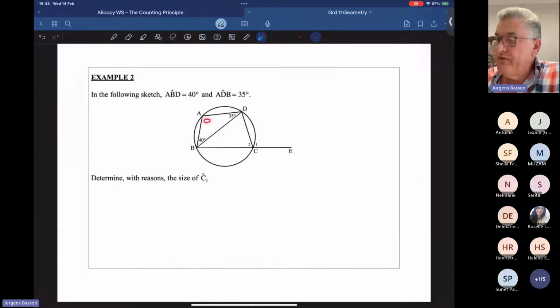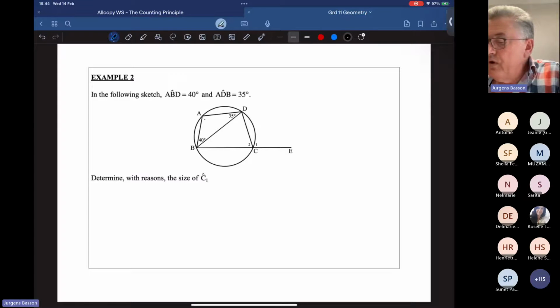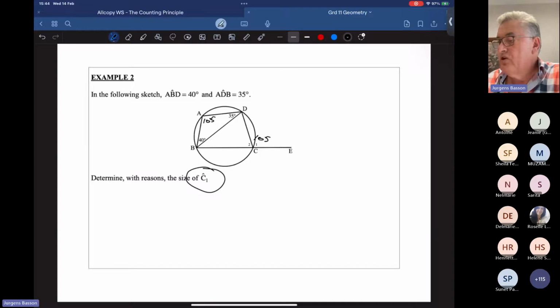So you all agree we can find angle A with angles of a triangle. That is really straightforward. So angle A will be 105. Yes, because that is 75. And once we know the 105, C will be 105, because that's the exterior angle of a cyclic quad. If they want C2, of course, is 180 minus that. But they say with reasons C1.